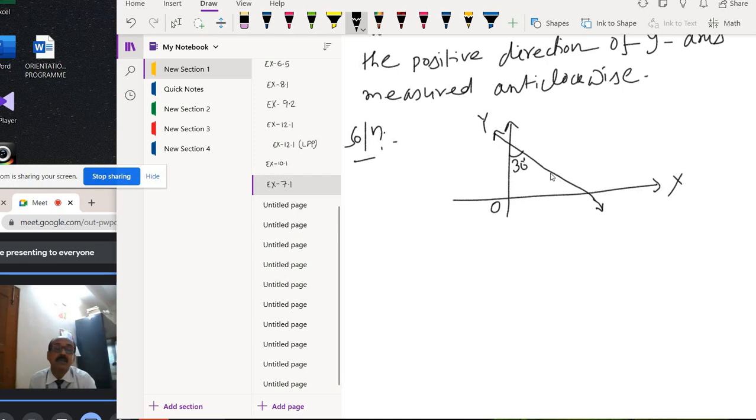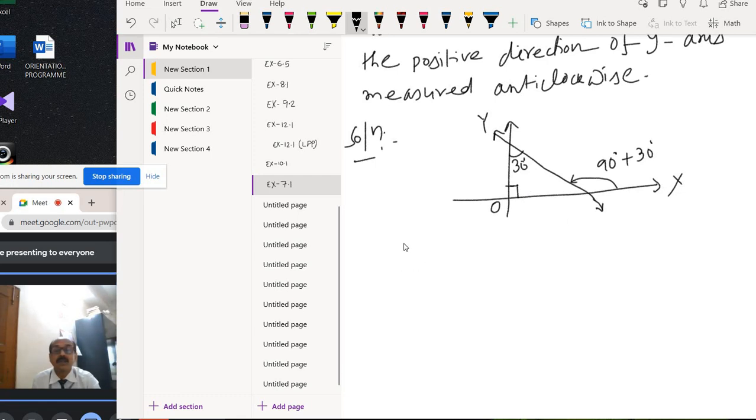Okay, so what is the angle of this? This angle is with the positive direction of the x-axis. This is 30 and this is 90. Because we know the exterior angle equals the sum of the two interior angles, this is 90 plus 30.